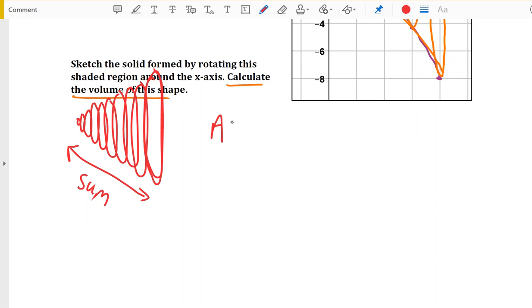Luckily, we know how to measure one of these circles. The measurement is pi times radius squared. And if you were to ask us to add an infinite number of circles up, we have a method for doing that as well. It's called the definite integral. So if I was able to add up from a to b the area of all of these circles, that would result in the volume of this shape. The sum of all those circles is going to be the volume. So let's see how we might calculate this.